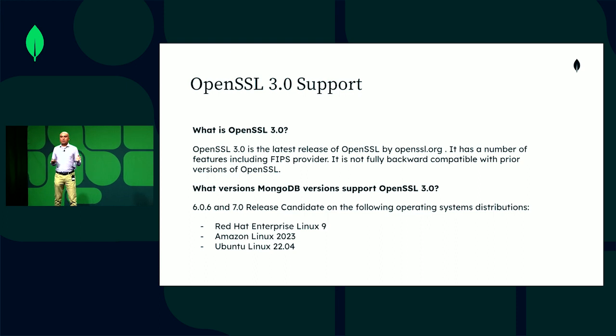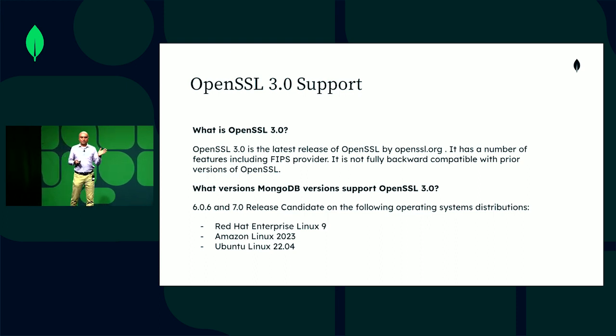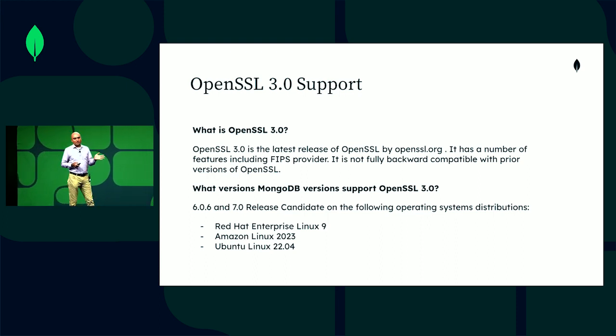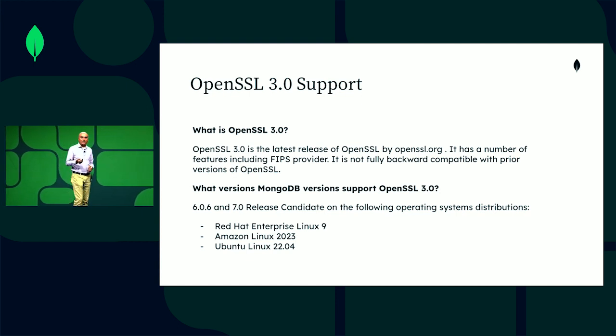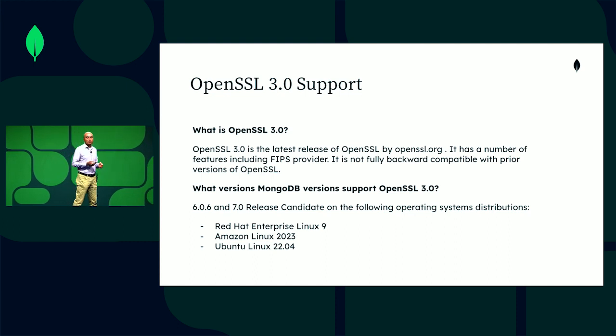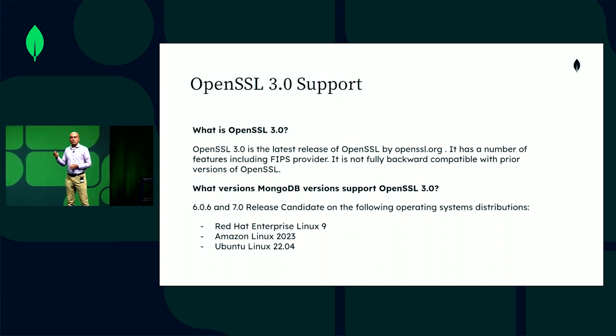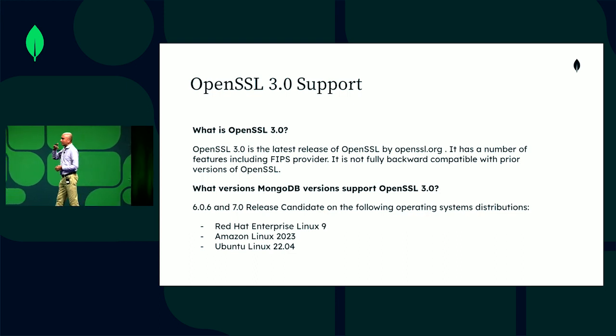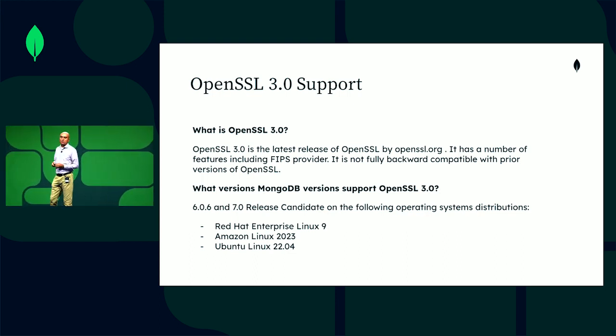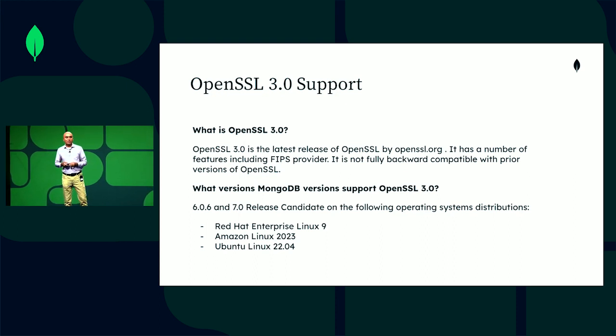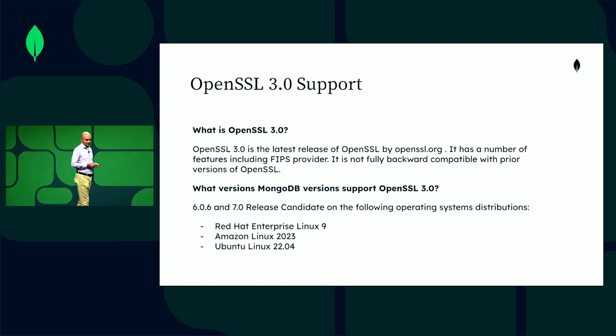So starting with 7.0, it supports OpenSSL 3.0, and you can use it on RHEL 9, Amazon Linux 2023, as well as Ubuntu Linux 20.04. And we have also backported the support of OpenSSL 3.0 to 6.0.6, which is the latest patch version of our prior major release.